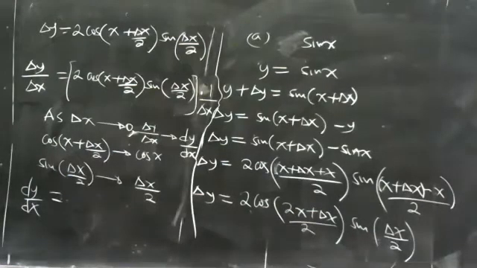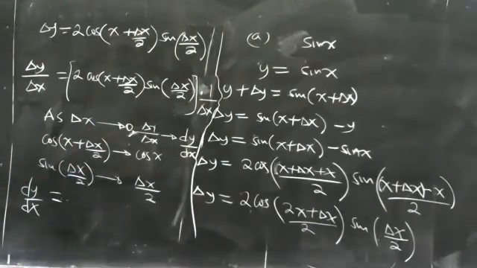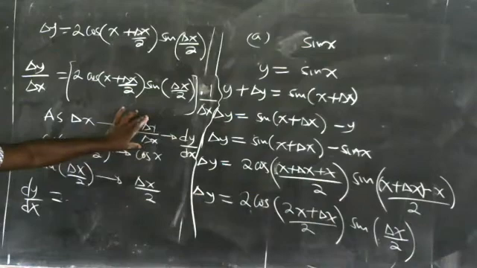Now, no, this can't be 0. It's just tending. Okay? It's not becoming, but it's tending to 0. What happens? This one becomes dy dx. Then the change in y is that.